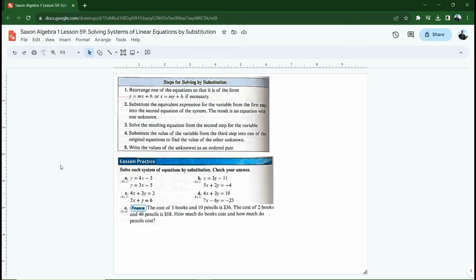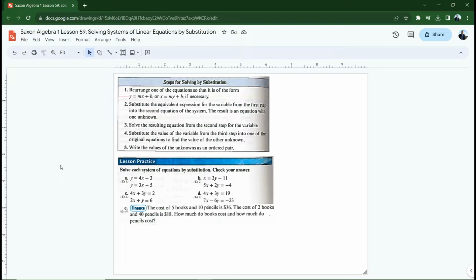Hey, algebra students. In this lesson, we're going to be talking about how you can solve systems of linear equations by substitution. Now, let me just explain what we're talking about here because that was a mouthful and there's a lot of words in there we need to make sure we have an understanding of.